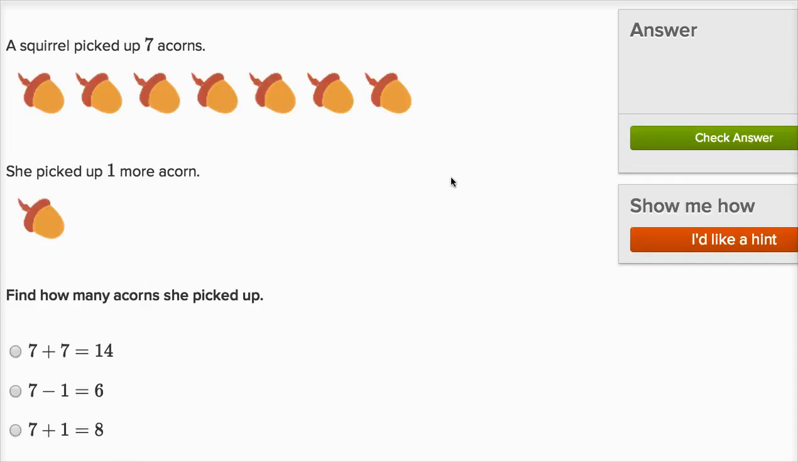Let's do one more. A squirrel picked up 7 acorns. 1, 2, 3, 4, 5, 6, 7. She picked up 1 more acorn. Find out how many acorns she picked up. Well, she picked up the 7 plus 1 acorn. So it's going to be 7 plus 1 acorns, and that is equal to 8. 1, 2, 3, 4, 5, 6, 7, 8. We got it right.